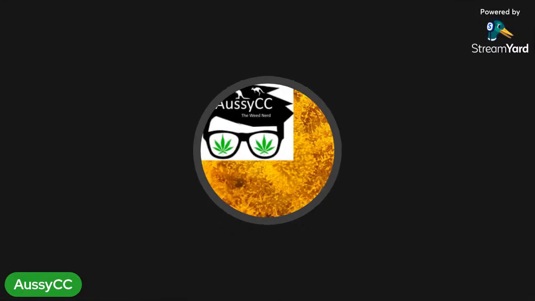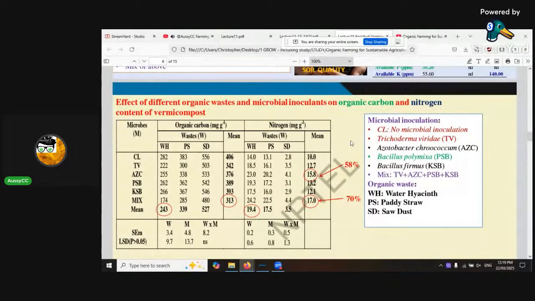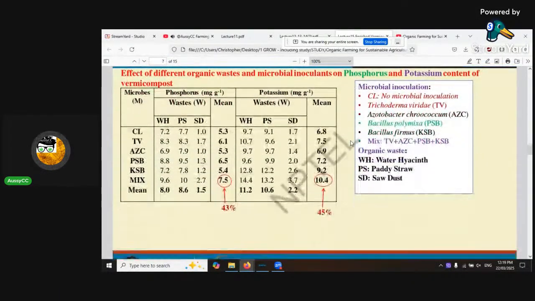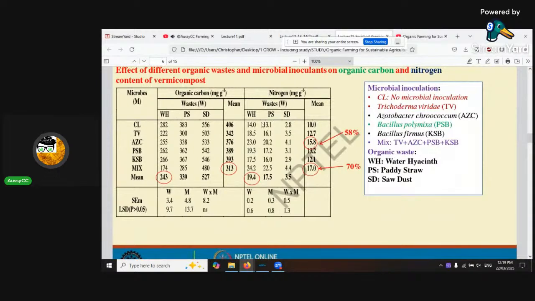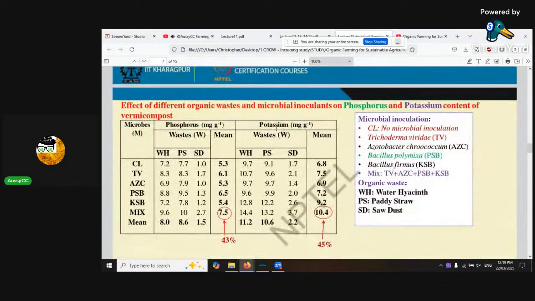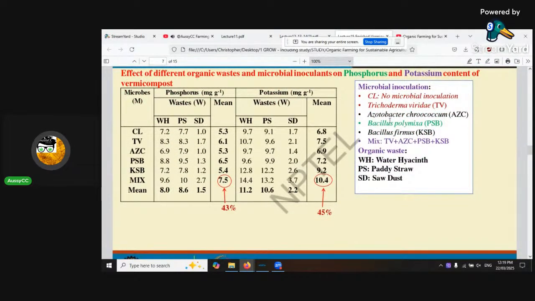Right, back to the last one. So this one is the effect of different organic wastes and microbial inoculants on phosphorus and potassium. The previous one was just on carbon and nitrogen, and this is phosphorus and potassium. And you'll see over here, Polymyxa is a phosphorus solubilizing bacteria, and Firmus is a potassium solubilizing bacteria. So you expect those to be higher. Azos is a nitrogen fixing bacteria. Trichoderma variety, that's actually a biopesticide.